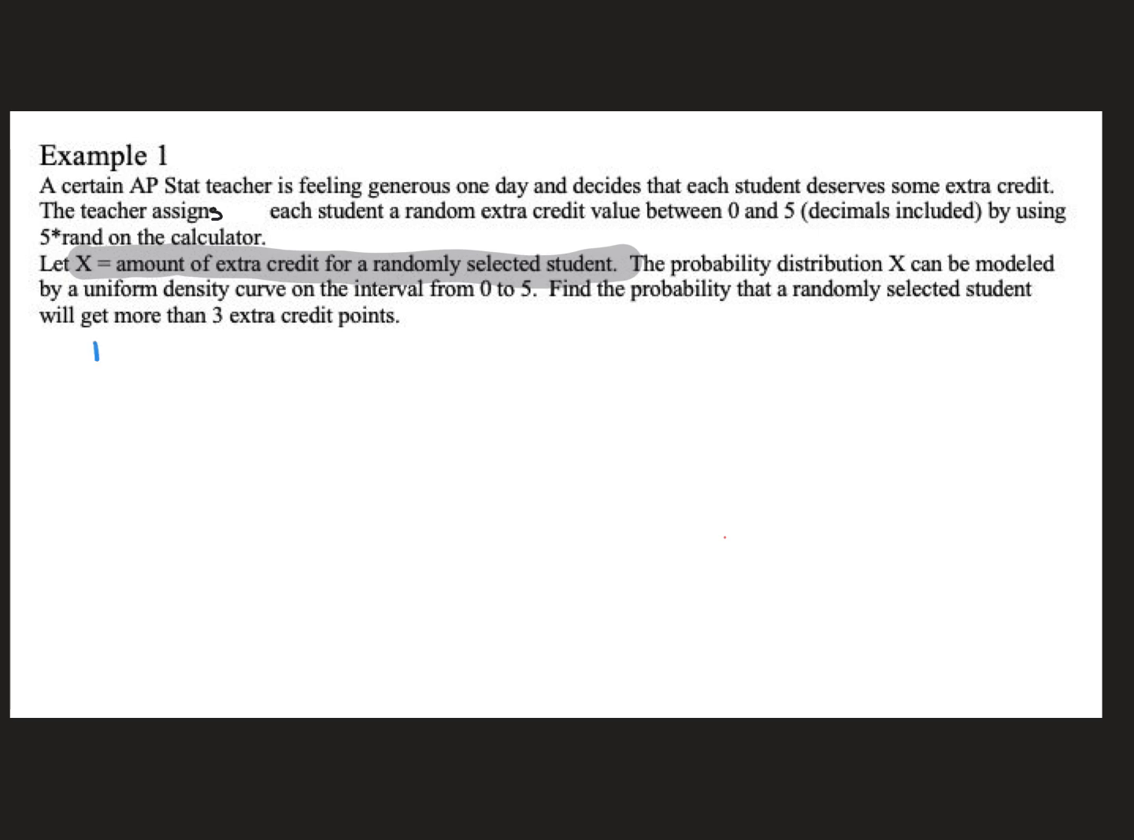So I would start by writing, since the variable has already been defined, the probability that X is greater than 3. And now I'm going to draw an image of what is described. We are told that the teacher assigns something between 0 to 5.